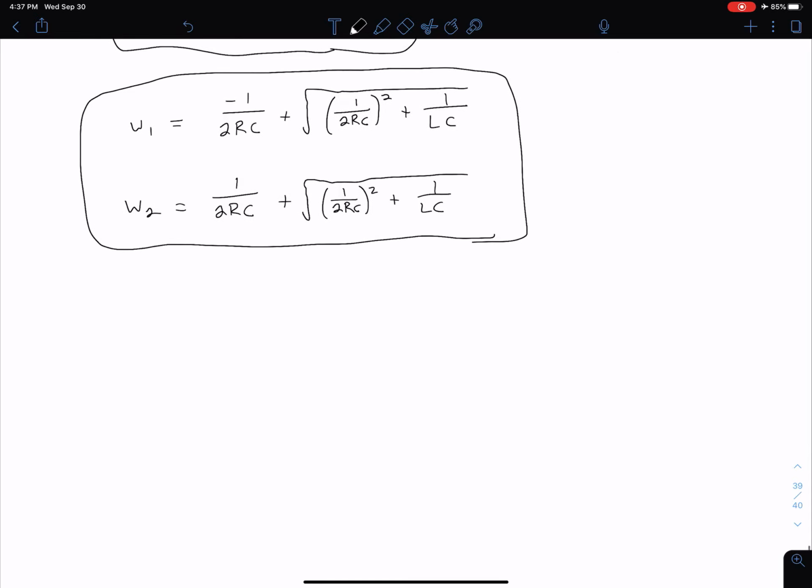We have that our bandwidth is equal to omega 2 minus omega 1. So that equation is still valid. We can also describe the bandwidth as 1 over RC.